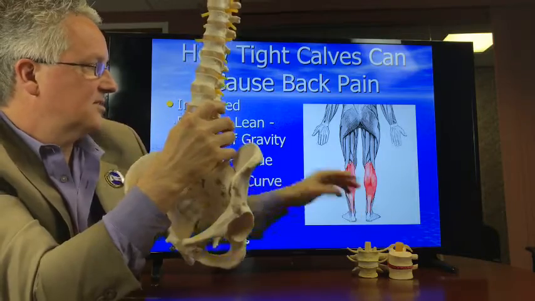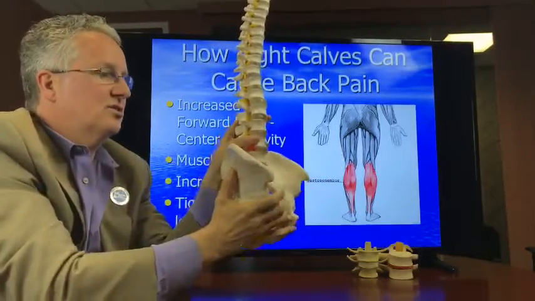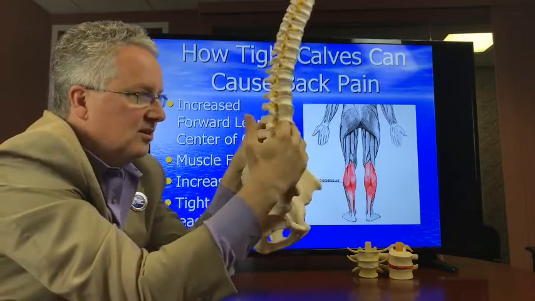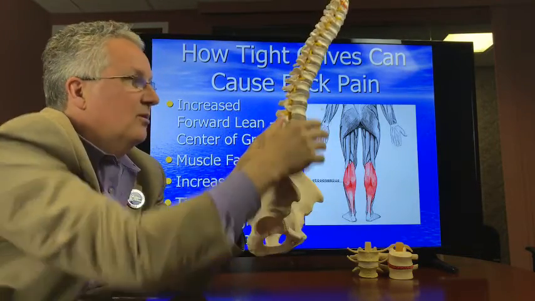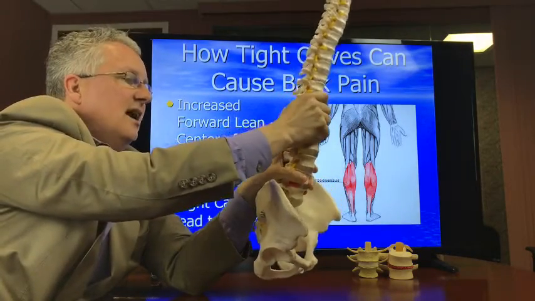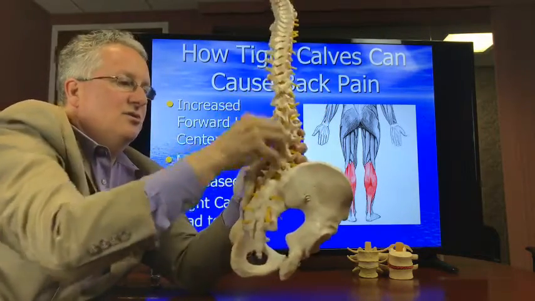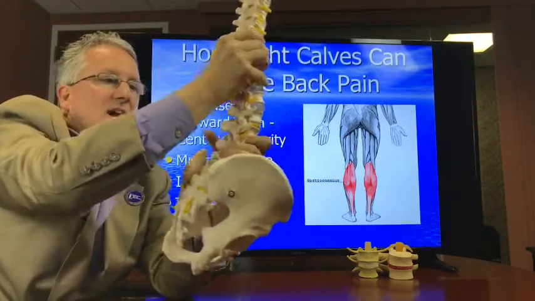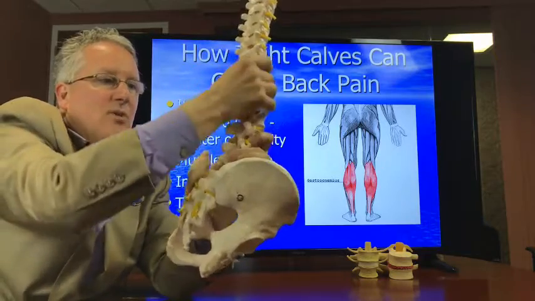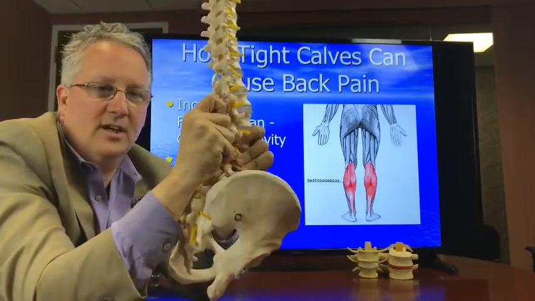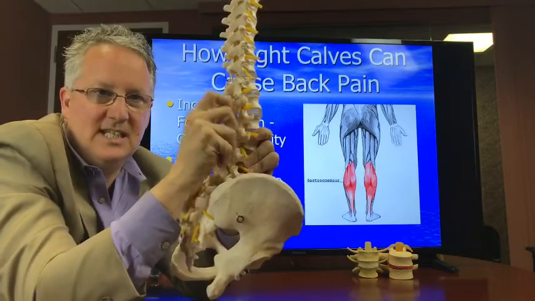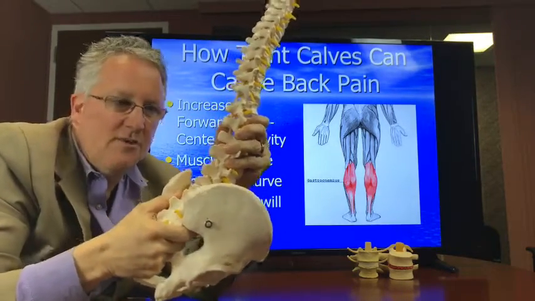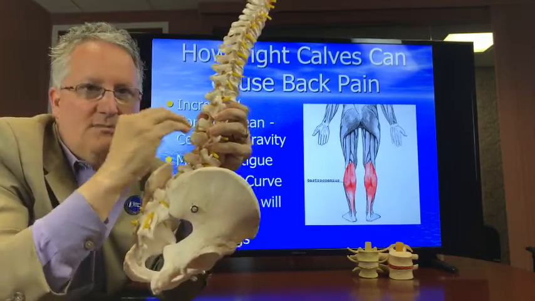When the calf muscles are tight, what it does is it causes your center of gravity to go forward just a little bit. And when your center of gravity goes forward just a little bit, what happens is you then have to activate and use these muscles in the back of your spine to get you up straighter. And in this position where your muscles are working very hard, the muscles start to fatigue. And the muscle fatigue in the overarching of your spine starts to cause back pain.